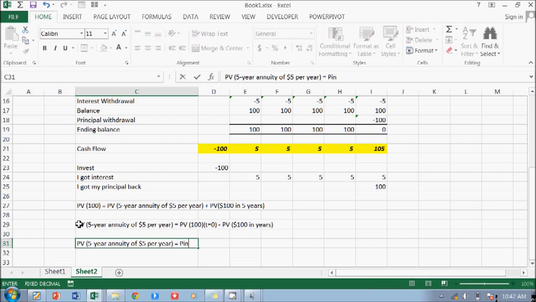So you can call your principal P. I put principal P minus principal divided by 1 plus your interest, your A, and then you have 5 years here.